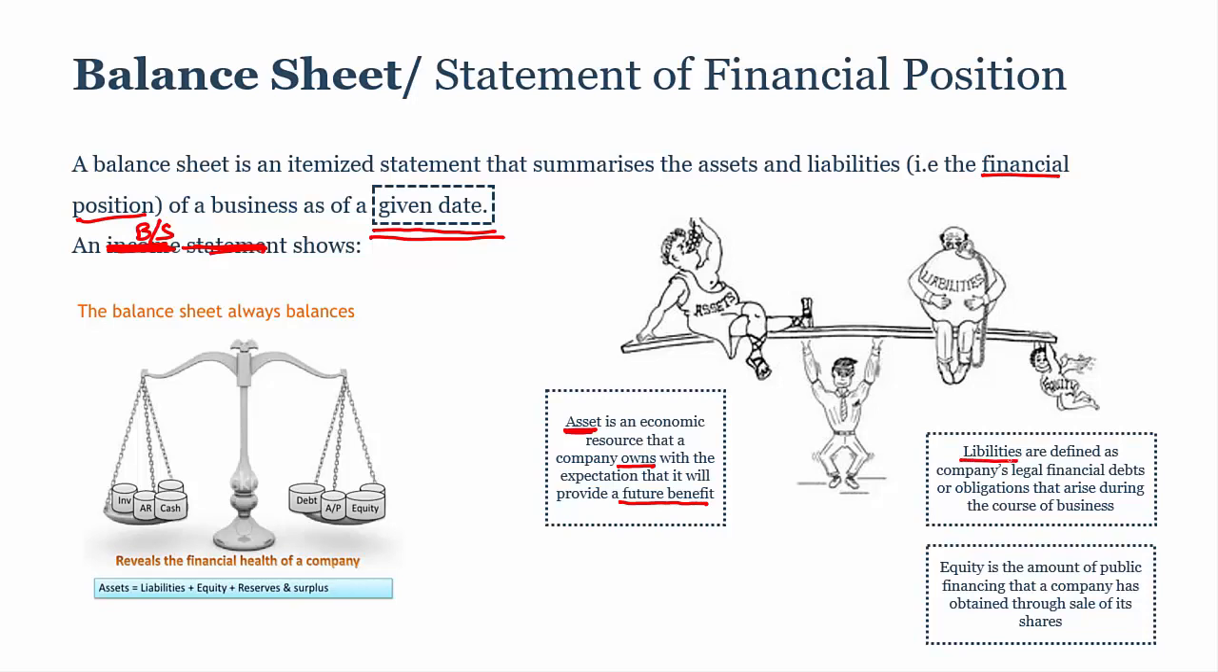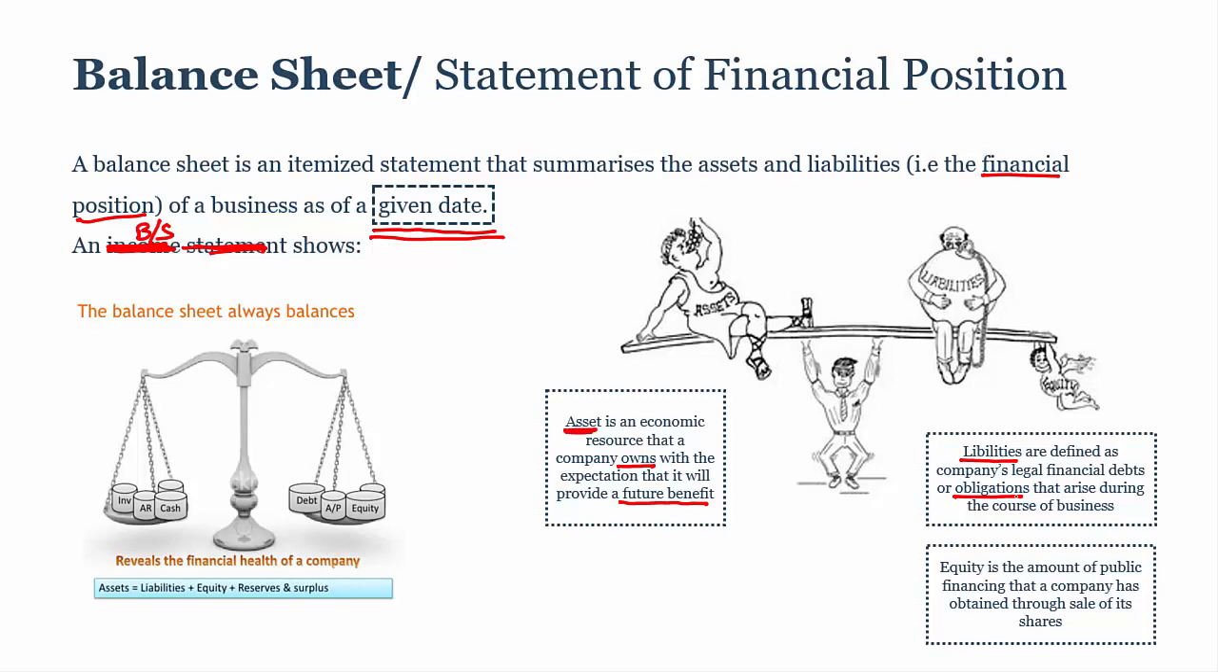What are liabilities? Liabilities are defined as the legal financial debts or the obligations that arise during the course of business. You might have taken a bank loan for running the operations of a business. Now, if you take the loan from a bank, you have to repay that. Well, that is obvious, right? Nobody gives you the money without the repayment. So, if you take the bank loan, you have an obligation to repay that. Okay? So, that is your liability.